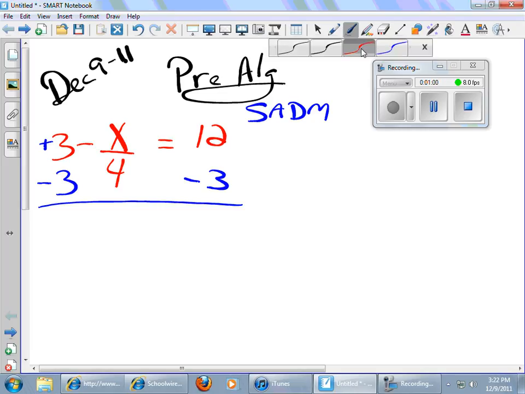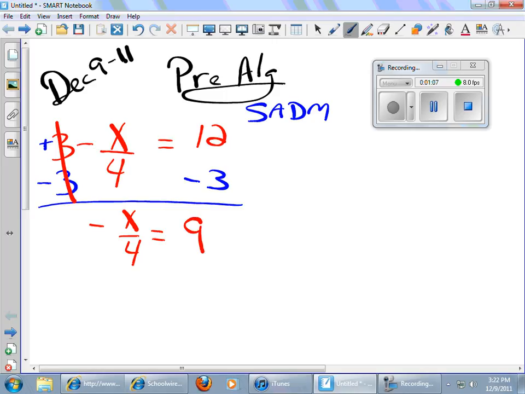When I do so, those cancel. I'm left with negative x over 4, and that will equal 9. X is still not alone. There is a negative and a 4 attached. The 4 is attached by division, so I'm going to multiply. But watch this handy little trick. I'm going to multiply by negative 4 on both sides. The negatives will cancel. I'll be left with x equal to negative 36.